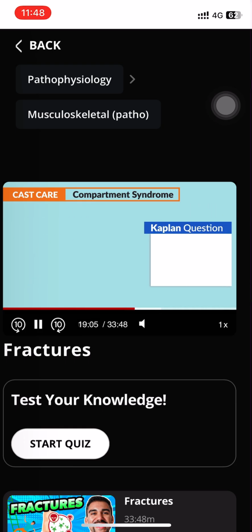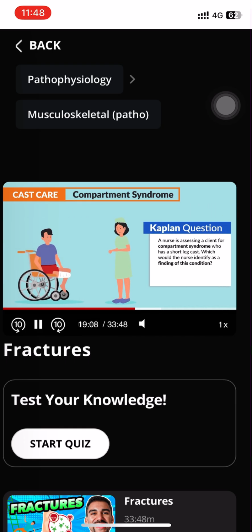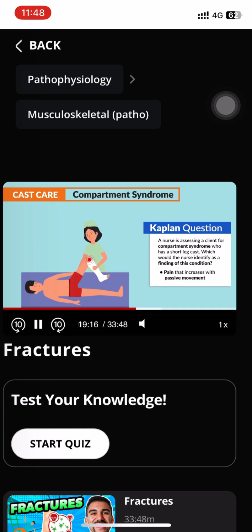So Kaplan mentions, a nurse is assessing a client for compartment syndrome who has a short leg cast. Which would the nurse identify as the finding of this condition? Pain that increases with passive movement.